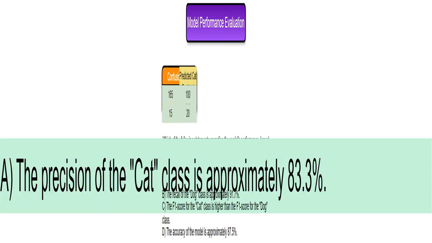Let's check the recall for dogs. Recall, also called sensitivity, is true positives for dogs plus false negatives for dogs. The calculation confirms this statement is correct. 165 plus 15, is approximately 91.7%.